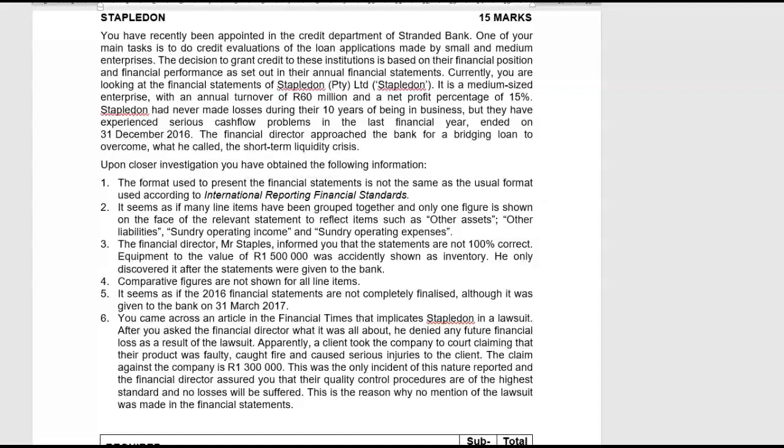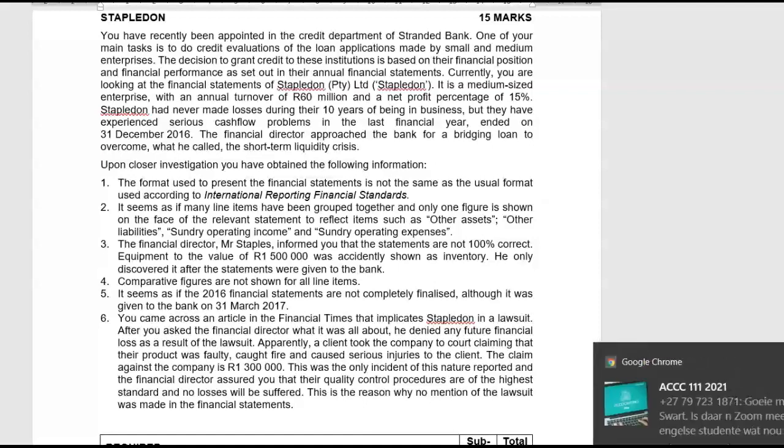Currently, you are looking at the financial statements of Stapledon Pty Limited. It is a medium-sized enterprise with an annual turnover of 60 million rand and a net profit percentage of 15%. What is net profit percentage? That is my net profit, so income less all expenses, divided by sales.